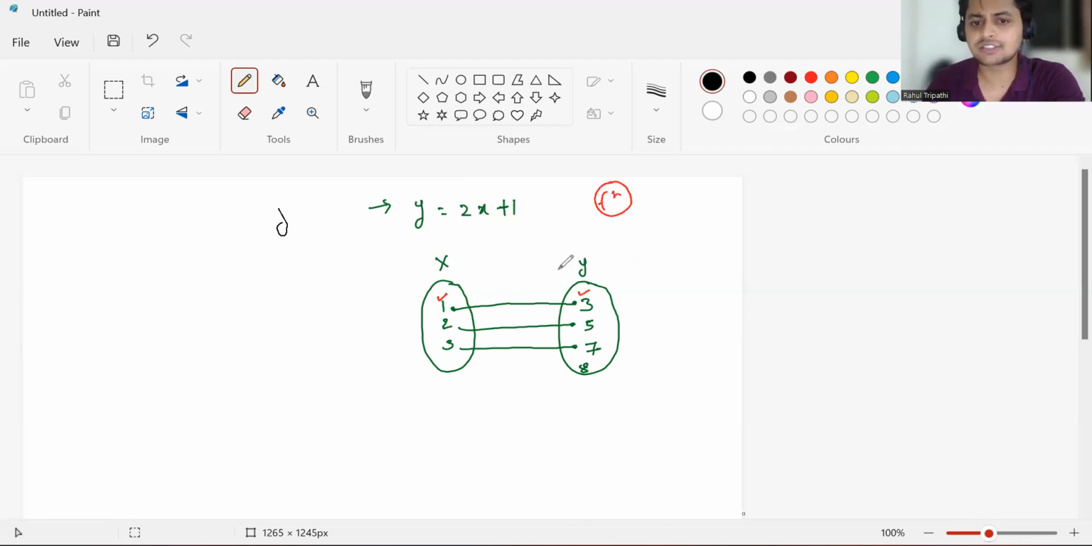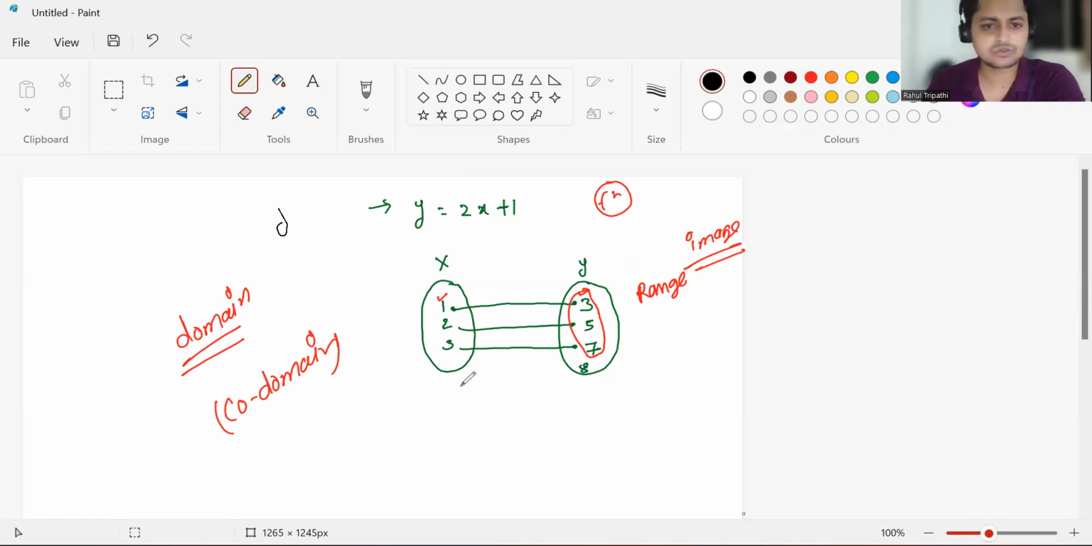So for each input, you can understand, this x is basically known as the domain. And here this entire y is basically known as the codomain. For each value in the domain, you got one output. This is basically known as the range. We also call it the image. I hope you understood the point: what is domain, what is codomain, and what is range.